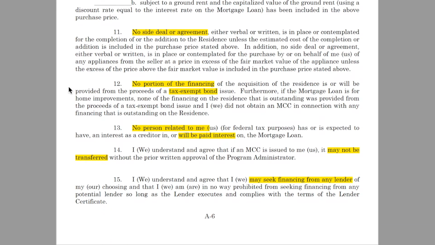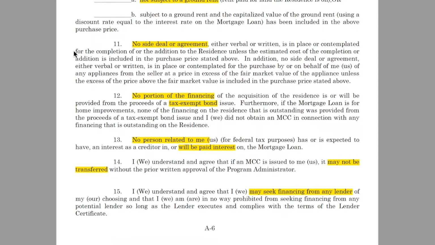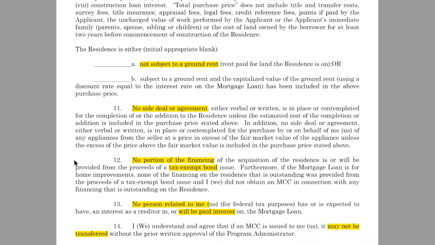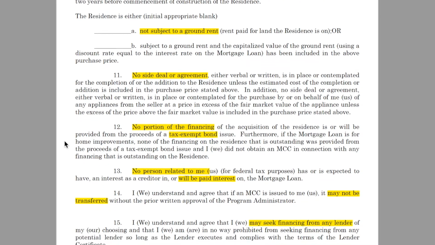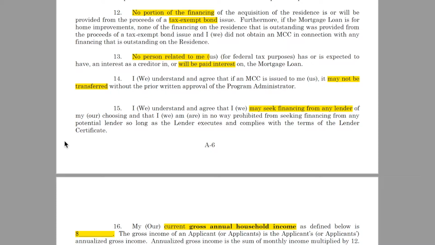11 through 15 do not require initials, but let me tell you what they say. 11 states that no special arrangement or secret arrangement has been made whereby you are secretly paying more money than you reported in 10 for the price of the house. So you're not slipping the seller extra cash. Number 12 states that no portion of your financing has come from a tax-exempt bond. There aren't any tax-exempt bonds, so this will not apply to you. Number 13 states that no person who's related to you will be paid interest on your mortgage loan, so you haven't taken out a personal loan from a relative for the purchase of the home.